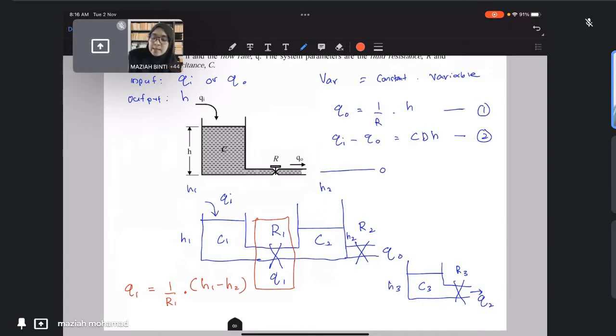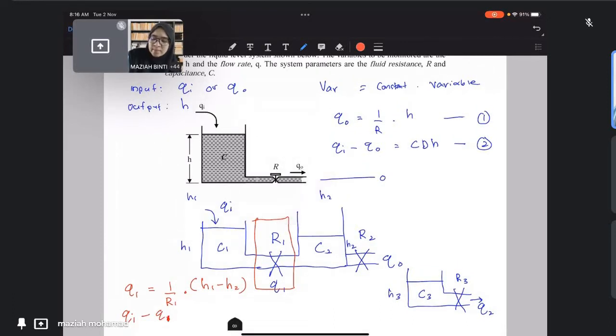Right, and then the second equation for tank number 1: the volume is equal to Q input to tank number 1 minus Q output, which is Q1, equal to C1 dH1. All right, that is for the first tank. Okay, now for the second tank. What will be the equation for the second tank?